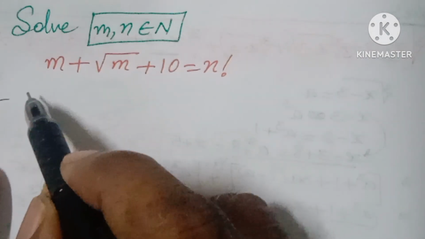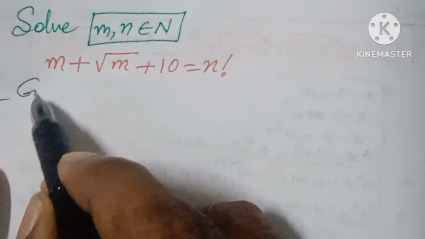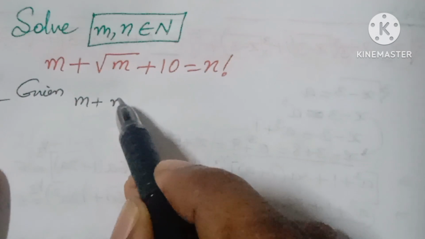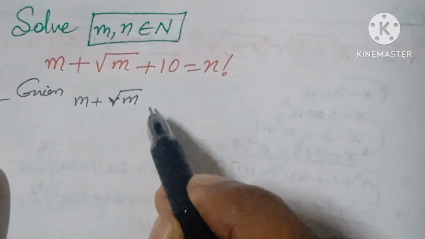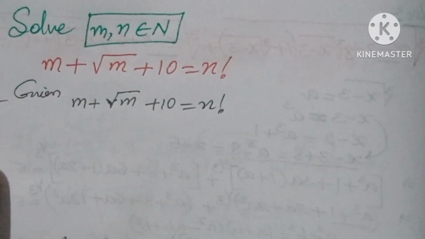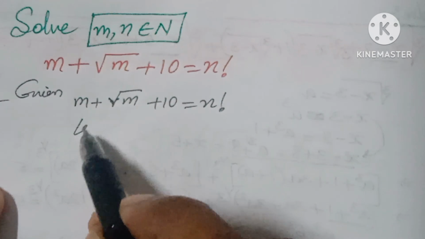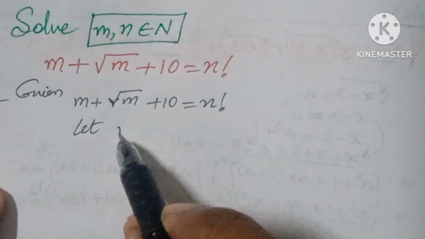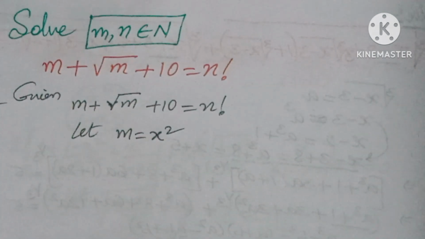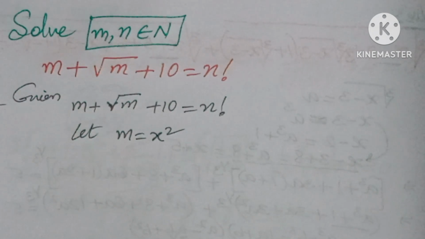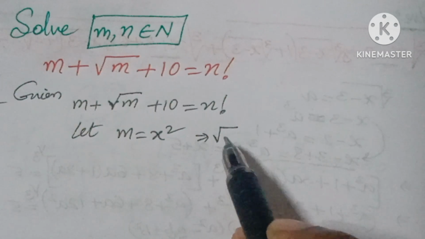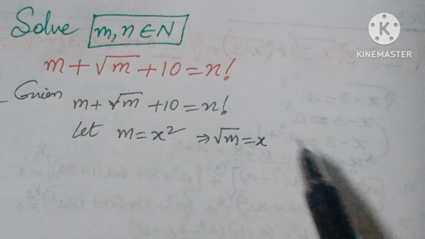So here, given m plus root m plus 10 equals n factorial, where m, n belong to natural numbers. Let us take m equal to x square, or root m is equal to x.